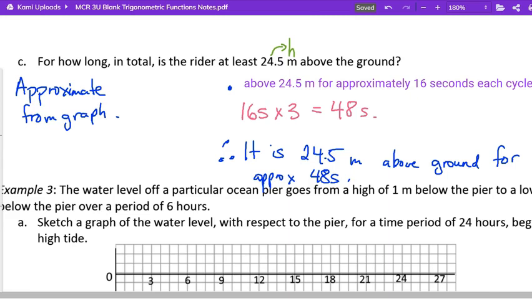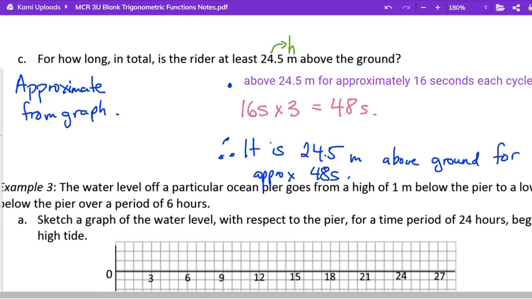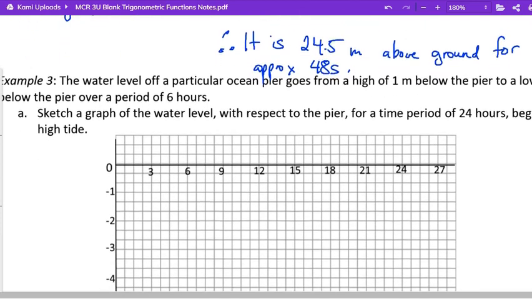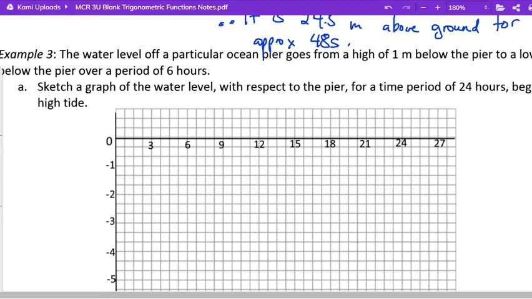Is there an exact way to do this? Absolutely. It takes us back to rotational geometry, back to the CAST rule, and I don't need you to do that today or on the test. All right, let's look at another example. Go ahead and read it to yourself.